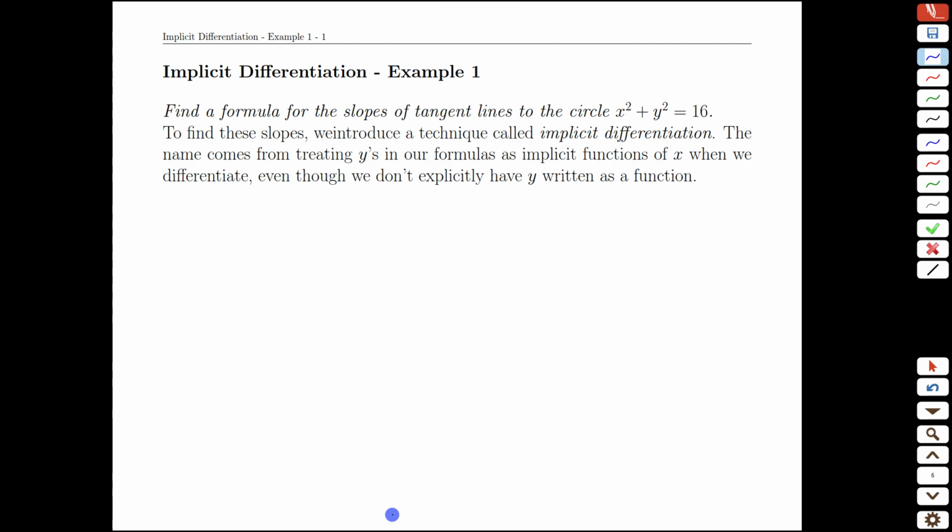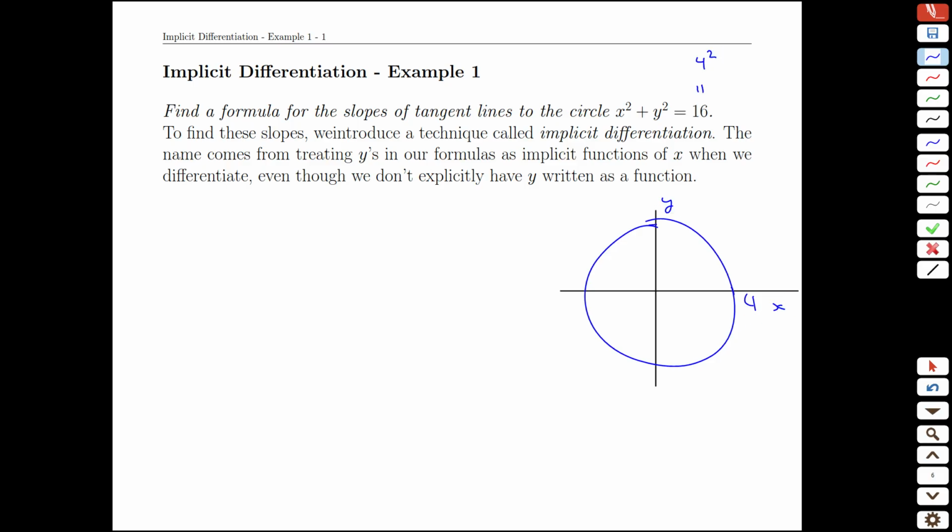In this video, we're going to introduce through example the process of implicit differentiation. We're going to look at the circle x squared plus y squared equals 16, which is a circle with radius 4. Again, the 16 is the radius squared, 4 squared. So we have this circle defined, and what we're going to do is start with that formula.